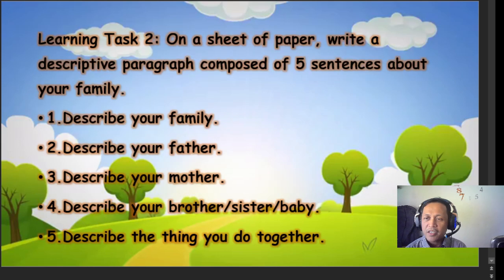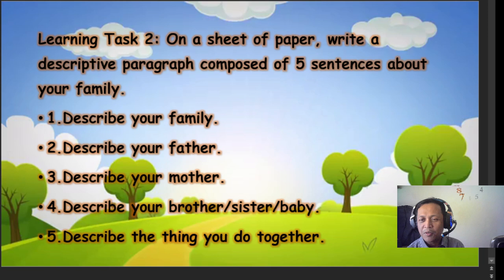Now, learning task number 2, what you're going to do is on a sheet of paper, write a descriptive paragraph composed of 5 sentences about your family. Now, to give you an idea or a guide, we have here the following topics. Describe your family, or how would you describe your family? Okay, for example, we have a small family. The next one would be describe your father.